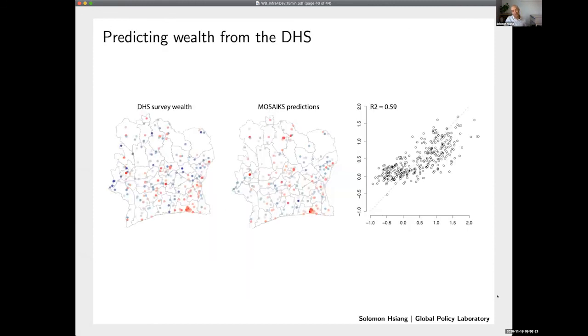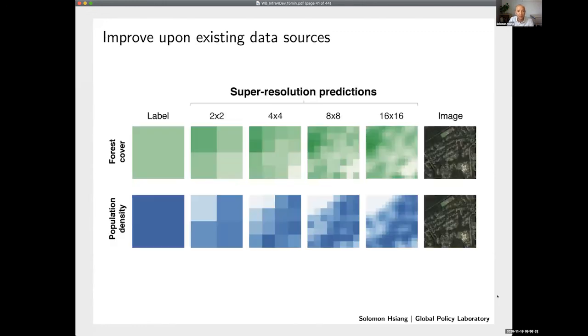We've also taken on some classic problems. So for example, predicting wealth in here, Cote d'Ivoire, and we achieve similar performance to other teams working with much more sophisticated models.